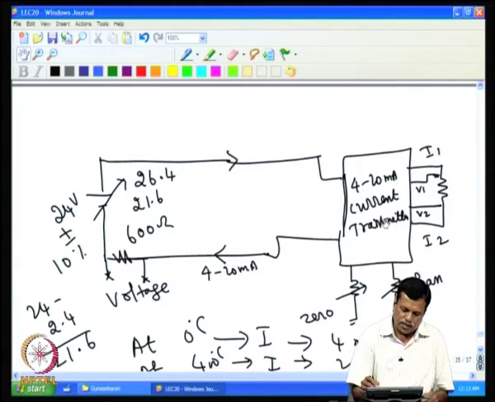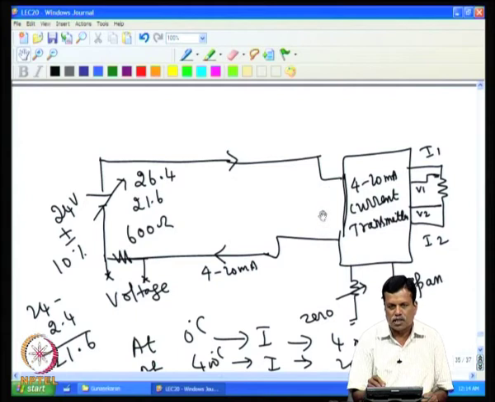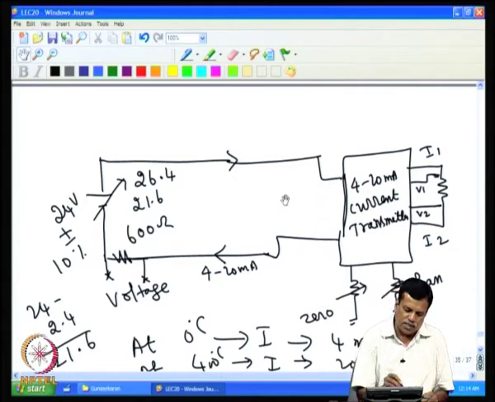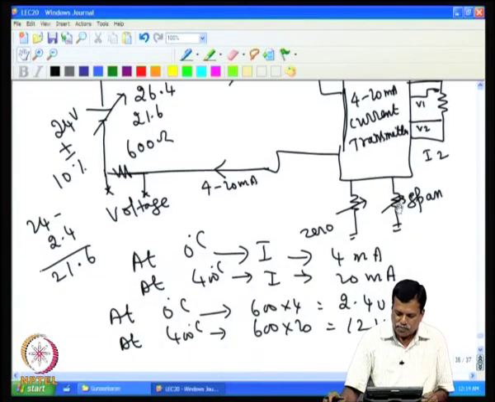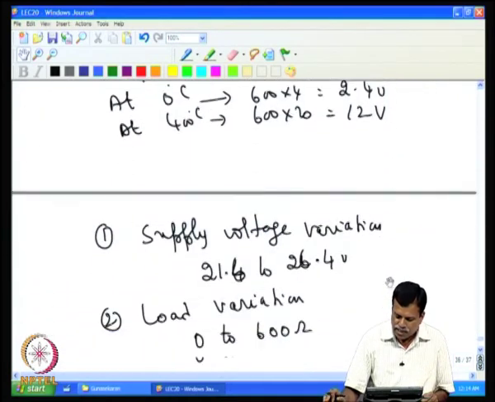Whereas, if another person uses 100 ohms, then for the same 20 milliampere you will have only 2 volt drop, and in that case you will get 22 volt across this. So, variation of the supply and variation of the load changes the available voltage to the current transmitter. That is an important consideration while designing the circuit.